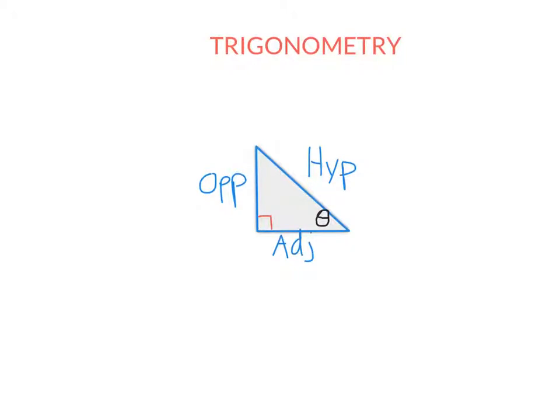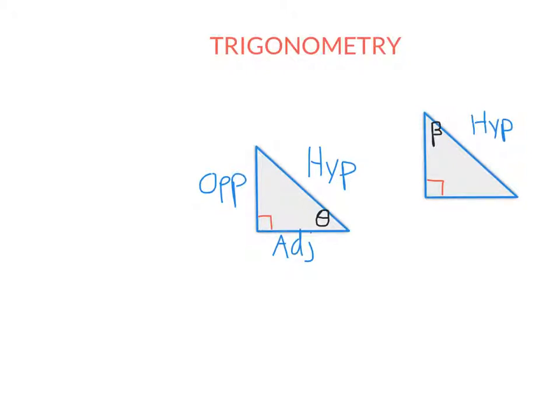So the hypotenuse is the same in any right-angled triangle. It's always the longest side. Let's take another right-angled triangle, right angle here. This time I'm going to label a different angle. I'm going to call this one here beta. As I said, the hypotenuse stays the same in any right-angled triangle. It's always the longest side opposite the right angle. But the opposite and adjacent switch around depending on which angle you're referring to.